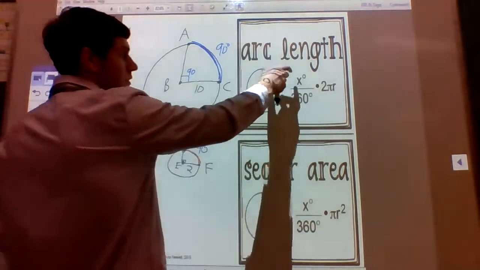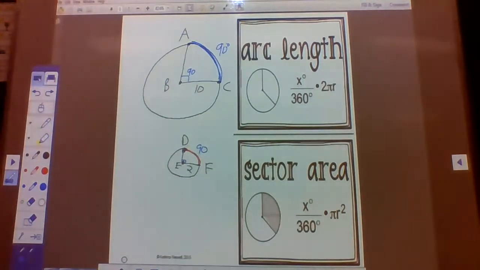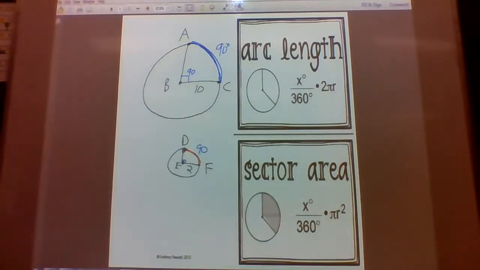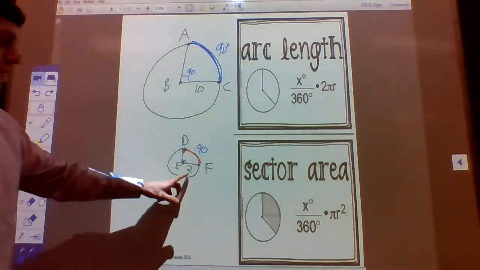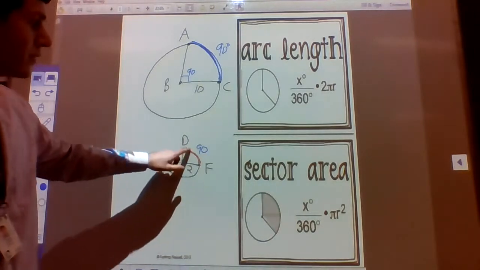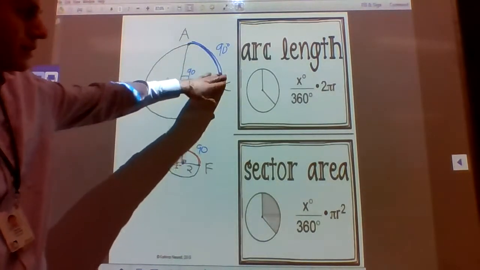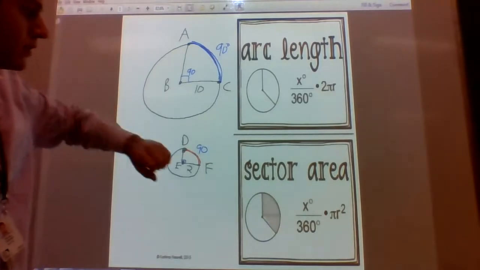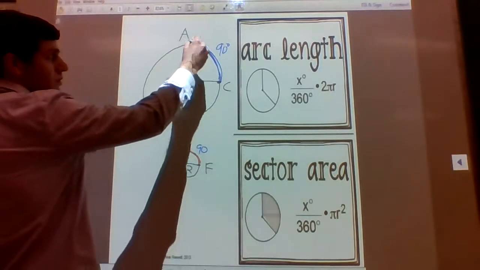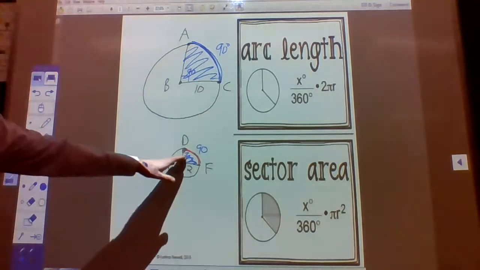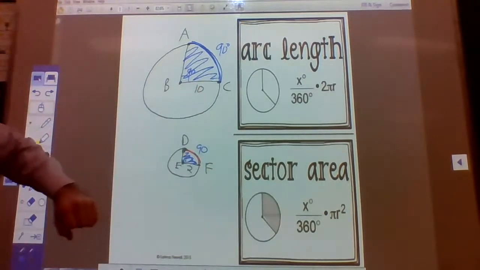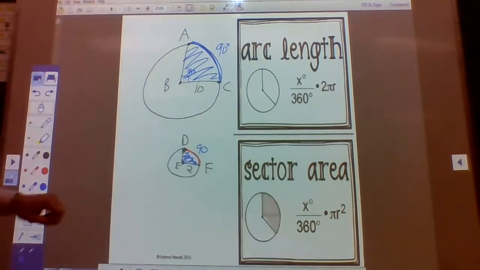What we want to talk about with arc length is the actual distance along the circle between D and F. So it's not the measure of the arc, but the length of the arc. If we had a radius of 10 in the first circle and a radius of 2 in the second circle, we're going to find that the lengths of the arcs are different. The same thing goes for the area. The area of this region is obviously much greater than the area of this region, even though the angle measures are still the same. So arc length and sector area are what these sections are.